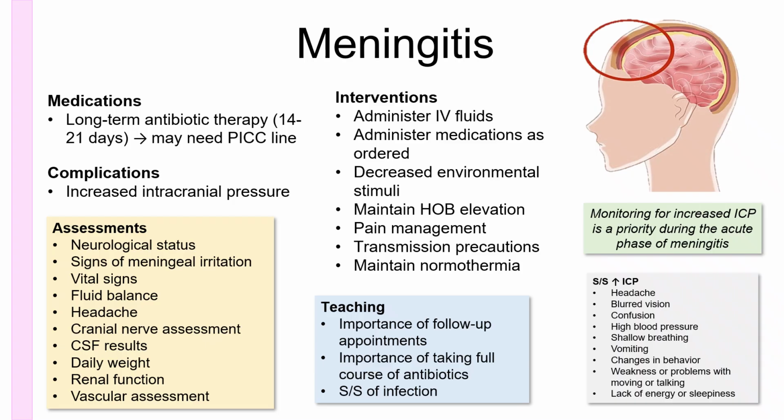So treatment is only going to be part of the story. Meningitis can lead to serious complications. One of the biggest concerns is increased intracranial pressure, or ICP. Early signs can be subtle, like a change in level of consciousness, a new headache, or slowed pupil response. That's why frequent neuro checks are absolutely essential.